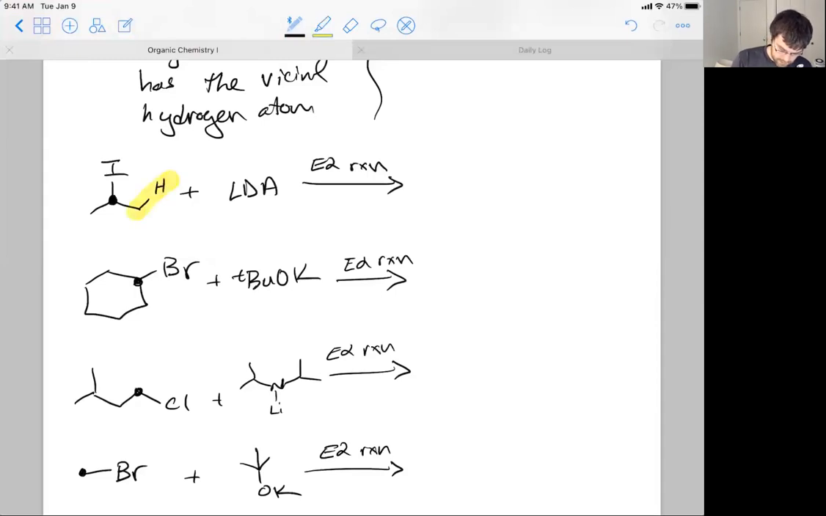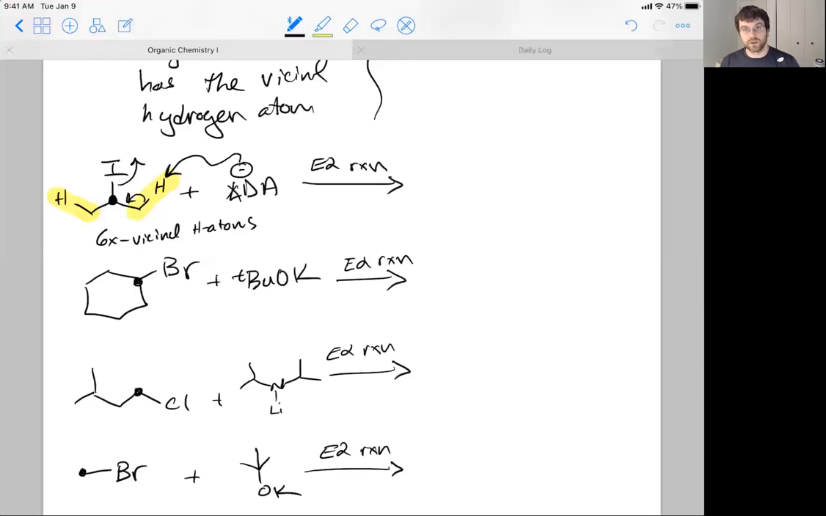And if you notice, in this first example, we've actually got 6 vicinal H atoms, 3 on either side. And so what LDA could do is it could grab either one of them. So I'm going to draw one arrow to grab, in this case, we'll just grab the right one. A second arrow to move the carbon-hydrogen electrons over to make a carbon-carbon double bond, and then a third arrow to push off the leaving group. The electrons sort of jump on the iodine and the iodine floats away.